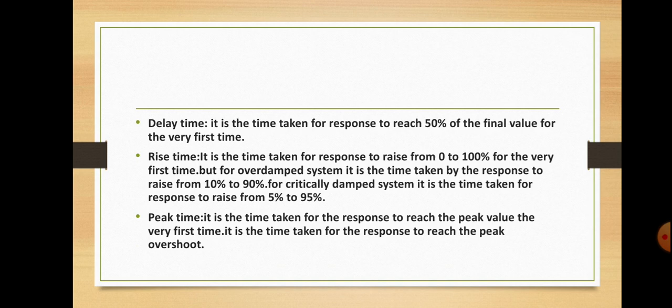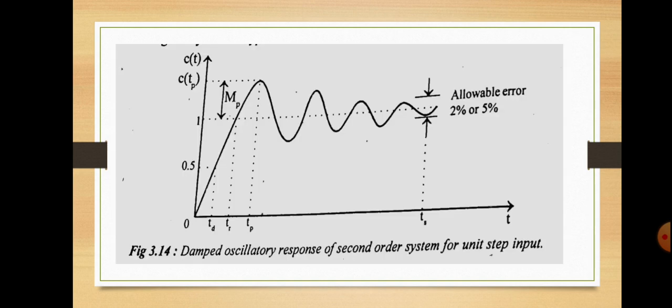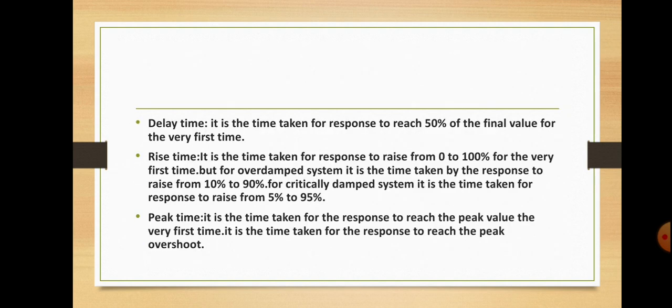Next is the rise time. It is the time taken for the response to rise from 0 to 100% for the very first time. You can see here the rise time is TR, and it is the time taken for the curve to reach from 0% to 100%. At TR, the curve meets the amplitude value of 1, or response 1. That means it is the time taken for the curve to reach the 100% value for the very first time, but for an overdamped system it is the time taken by the response to rise from 10% to 90%.